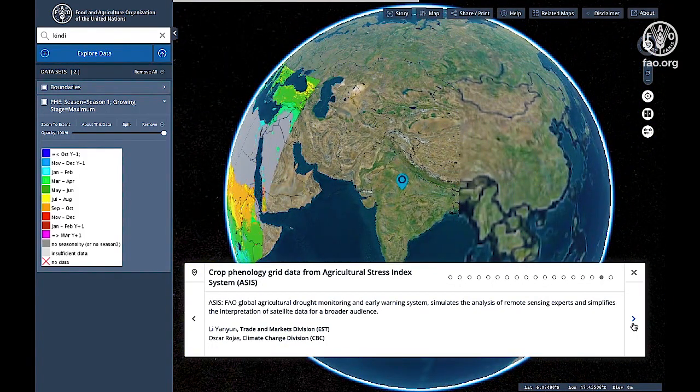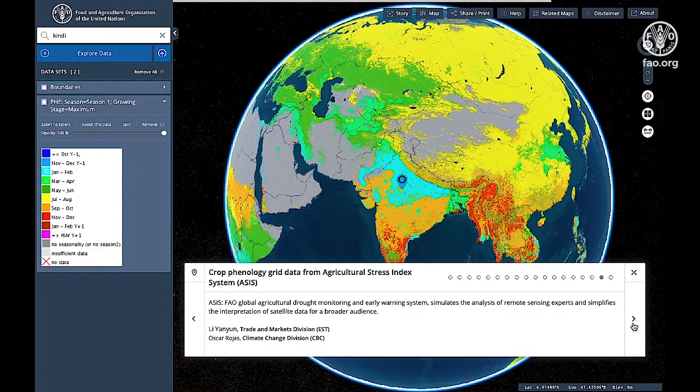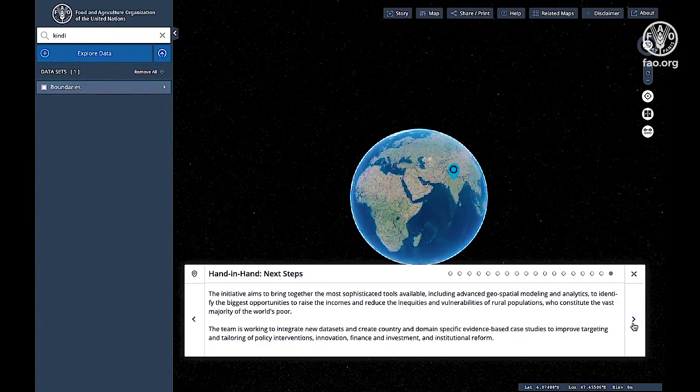Last but not least, you can view the crop phenology grid data from the Agricultural Stress Index System. This is FAO's Global Agricultural Drought Monitoring and Early Warning System, which simulates the analysis of remote sensing experts and simplifies the interpretation of satellite data for a broader audience.